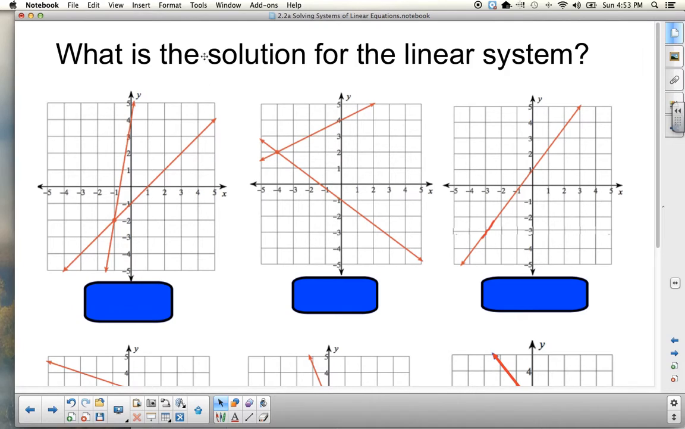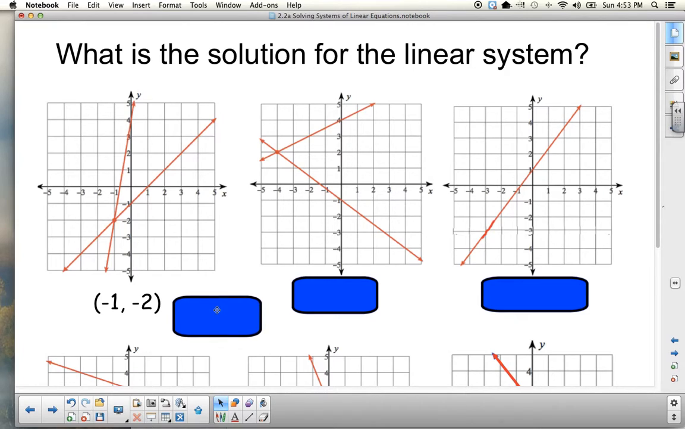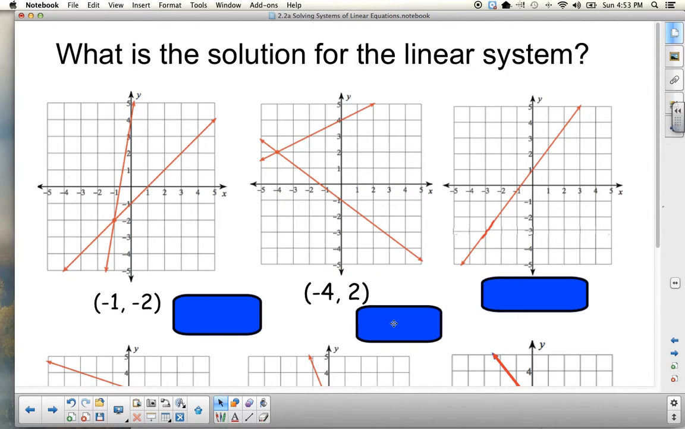All right. As far as the actual solution, sometimes you're asked for how many. In this case, you're asked what is the solution. So now we have to give that point. So look where the two lines meet at the point -1 on the x, -2 on the y. So it's the point -1, -2. Please notice it's written as a point, x, y. This next example, the two lines cross at the point -4, 2. So that is our solution.